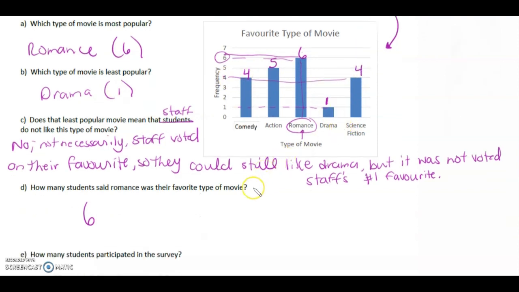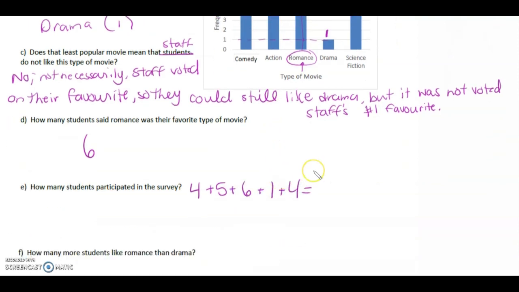So what we're going to do with how many staff participated in the survey is 4 plus 5 plus 6 plus 1 plus 4. We are going to total them up. So when we add all of these up, okay, so it's going to be 20 staff total participated.